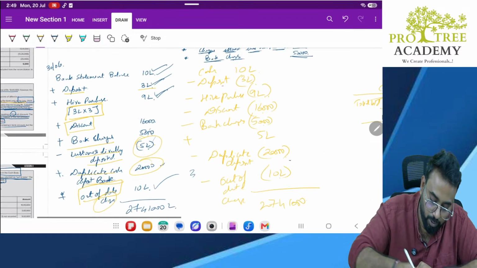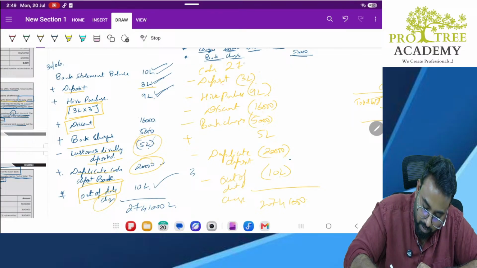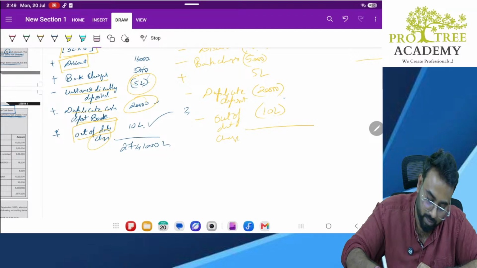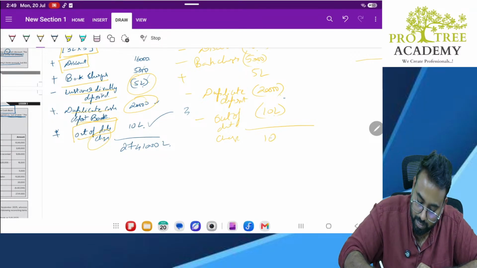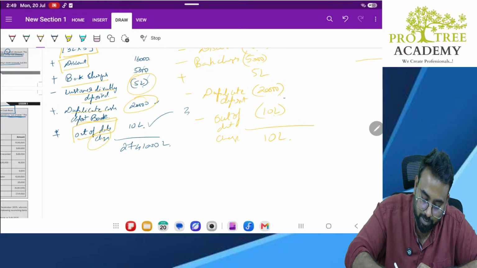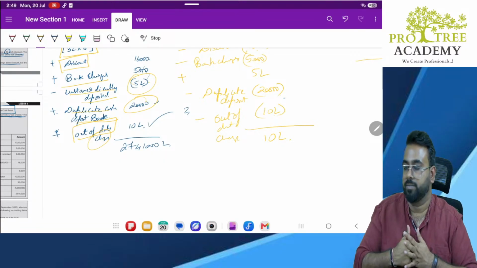In fact, to be honest, here I should start with 2741. Here I will come out with 10 lakhs. If you want, you can verify. Start with 2741, do all this transaction, you will end up with 10 lakhs.